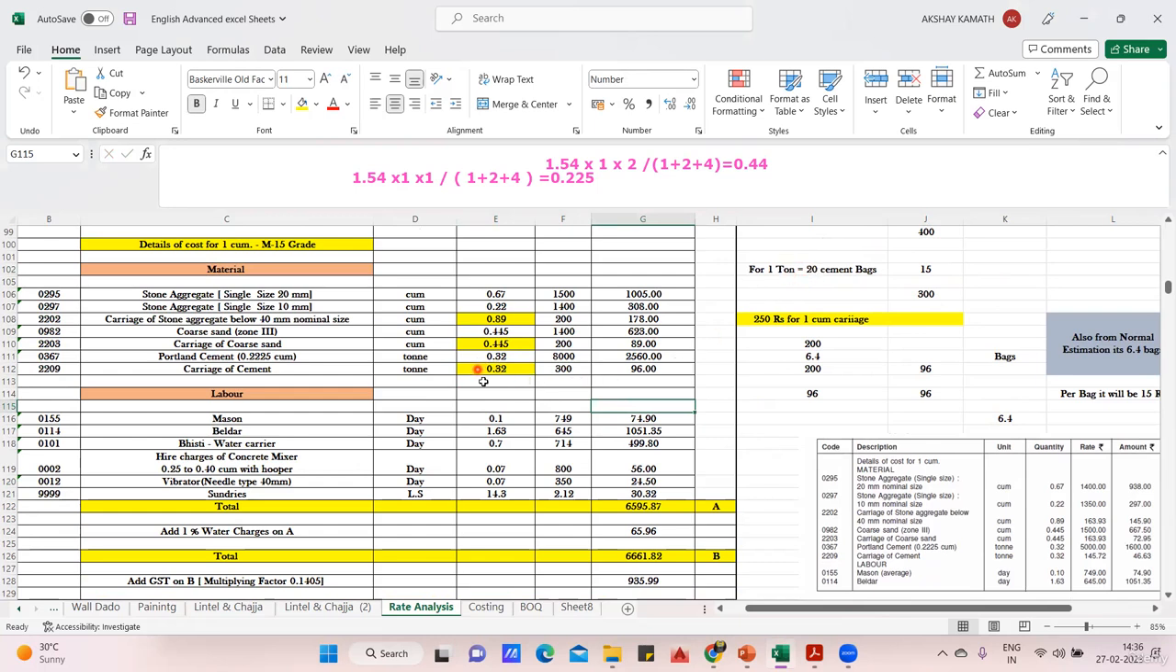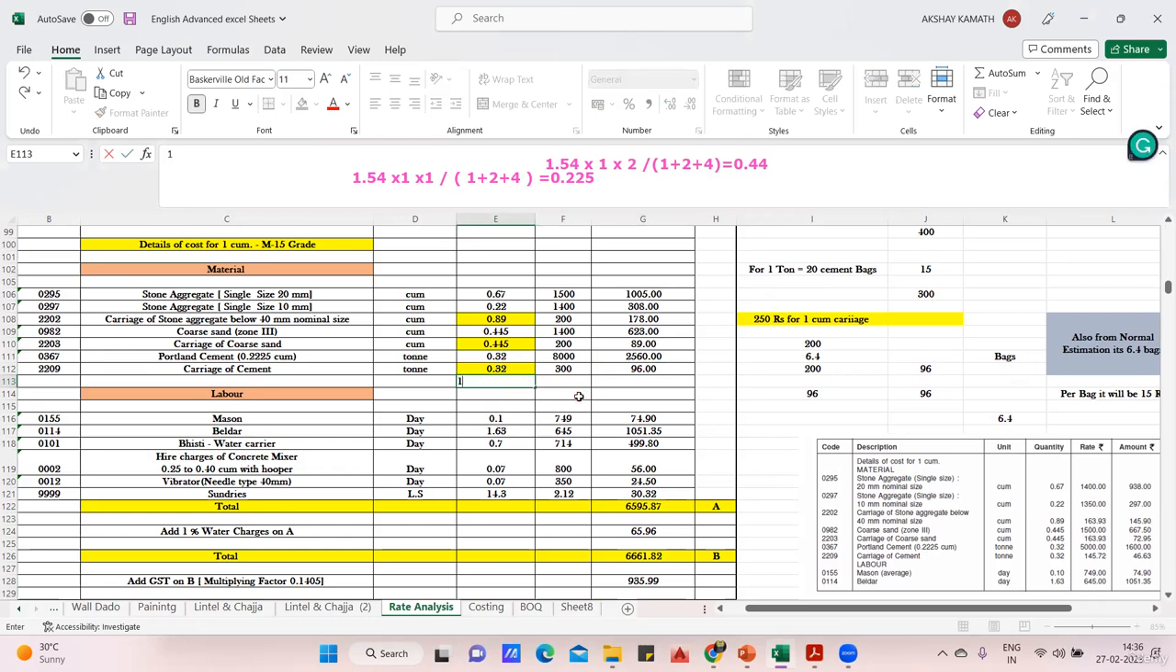But here how many tons I have? 0.32 tons I have. No? So 0.32 into 300 it will calculate. So it will cost you 96 rupees for 0.32 tons. And if you want it for 1 ton, you should get 96. You will get 300 rupees. If you do the cross multiplication for 1 ton, I'll do that.